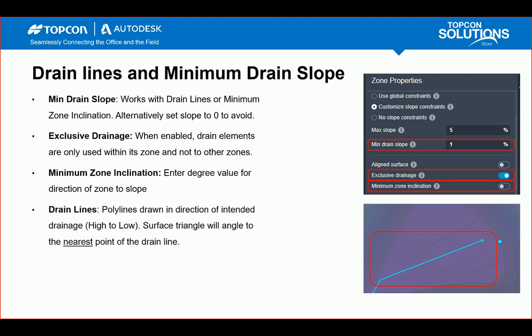Drain lines. Polylines drawn in direction of intended drainage. So generally high to low, and surface triangle will angle to the nearest point of the drain line. We're going to talk about the surface triangulation in a second. And one thing as well, drain lines can reside outside the extent of the grading limit. All the drain lines really do is just provide the direction for the hydrology. So if you have a 1% and you have a drain line there, it's going to slope 1% towards that drain line.